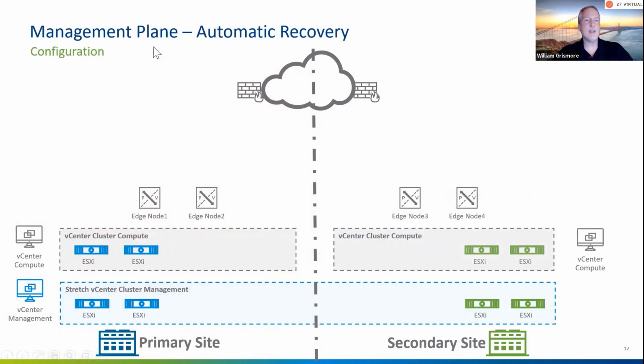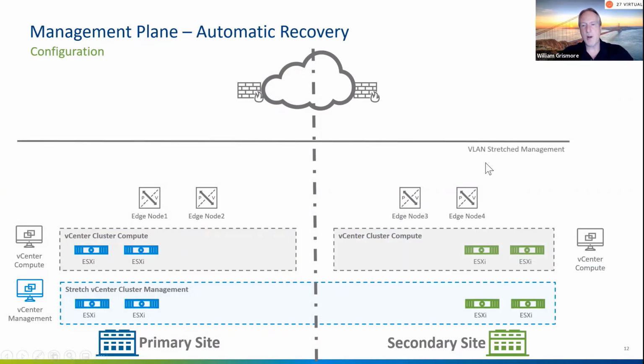This slide here is all about the management plane. So this is the automatic recovery, where we have some steps involved to be able to recover. In this situation, if it's a metro and it's automatic recovery, we have a VLAN stretch network. So we're using some type of technology here to stretch this, whether it's spanning tree or OTV or EVPN or some other layer 2 hardware stretch technology.